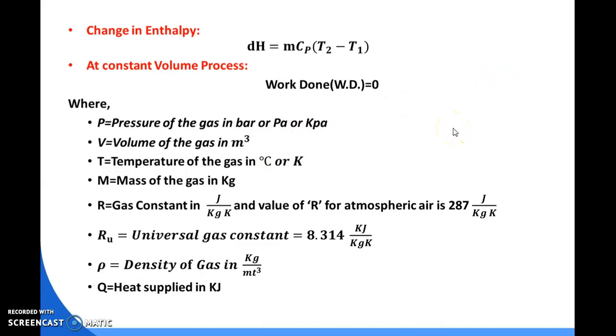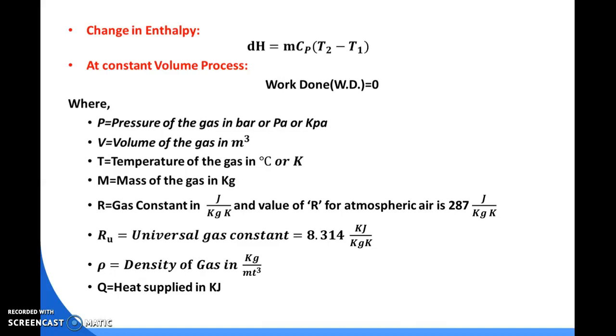here P is the pressure of the gas, and the unit of pressure is always in bar or Pascal or kilopascal. V is the volume of the gas, the unit is meter cube. T is the temperature of the gas, the unit is degree centigrade or Kelvin. m is the mass of the gas in kg. R is the gas constant in joule per kg Kelvin, and the value of R for atmospheric air is 287 joule per kg Kelvin.